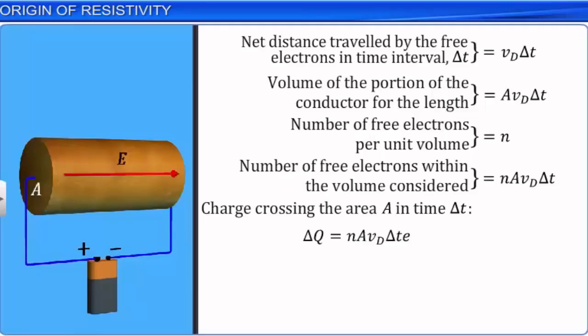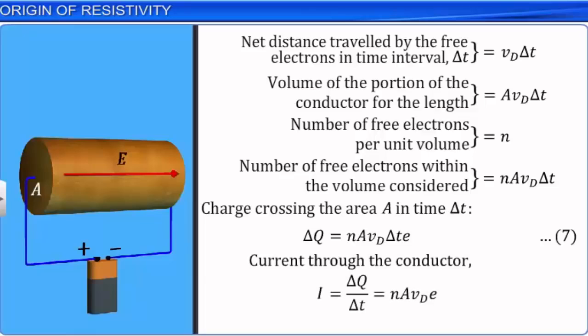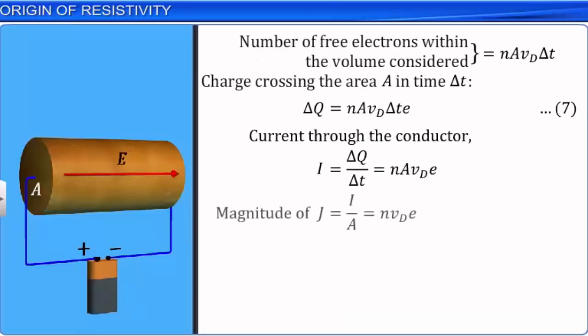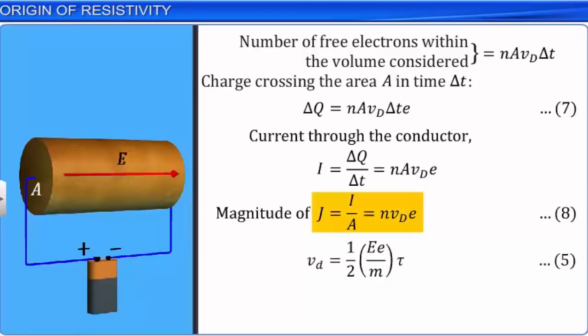From equation 7, we get current through the conductor I is equal to delta Q by delta t, which is equal to n A Vd e. Hence, the magnitude of the current density, J, which is equal to I by A, can now be written as equal to n Vd e. Let this be equation 8. Substituting the value of Vd from equation 5 in equation 8 and simplifying, we get the magnitude of current density, J is equal to n e square tau by 2m into E.